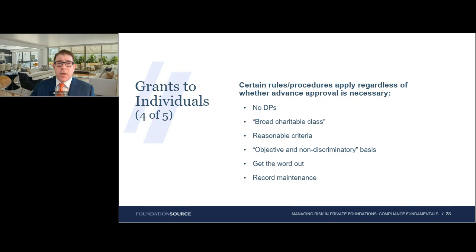Also, grantees must be selected from a broad charitable class, meaning that the group must be large enough to ensure that the number of individuals comprising the class isn't fixed. So that's why the foundation should develop a channel to refer individuals who aren't already known to the board.